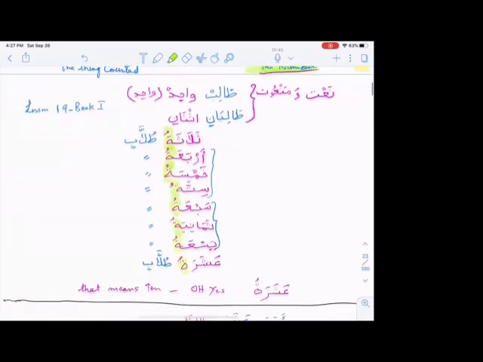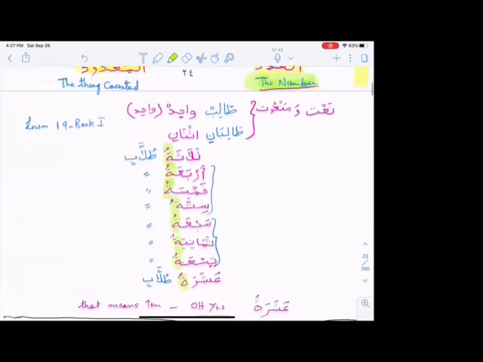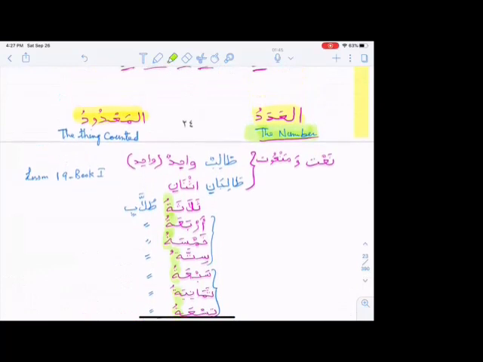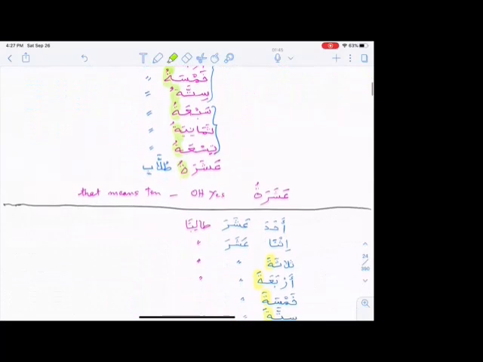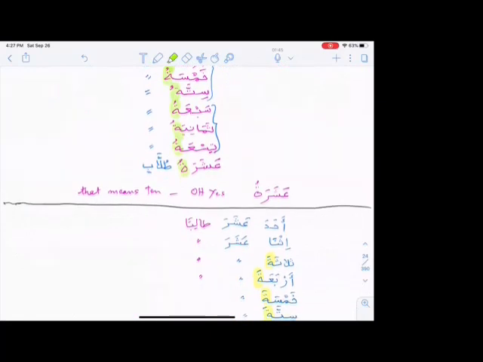Okay, so I hope you will pay attention to this, brothers and sisters. Wahid, ithnani, thalatha, arba'a, khamsa, sitta, sab'a, thamaniya, tis'a, ashara. That means 10. Did you get my idea?